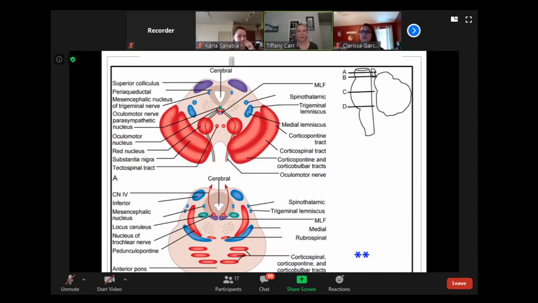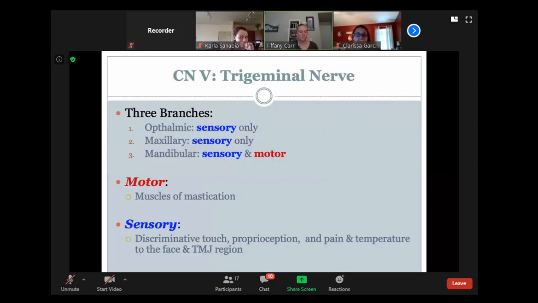This is kind of the same one that he had, pointing out, however, that the oculomotor is here, and then down here we have the nucleus of the trochlear nerve. So the vision tends to be more central. All right. And there we go. So there's his little circles.